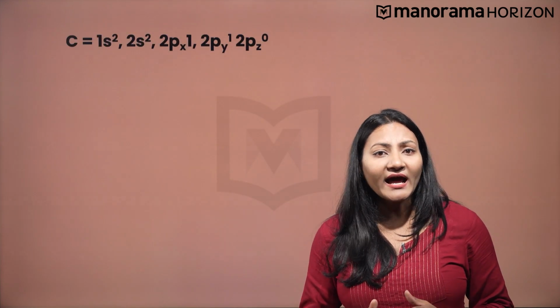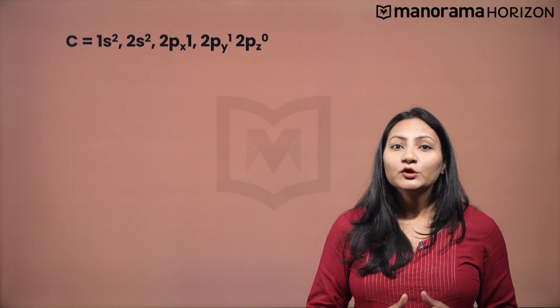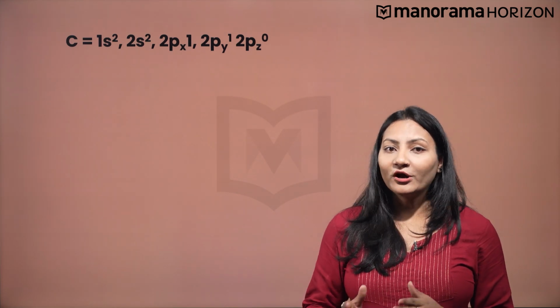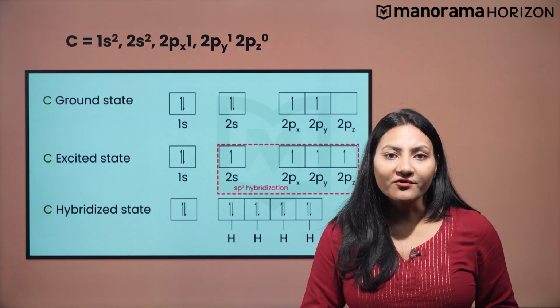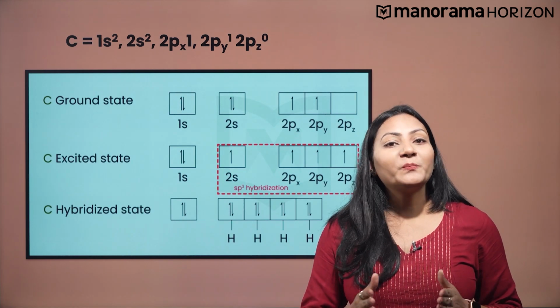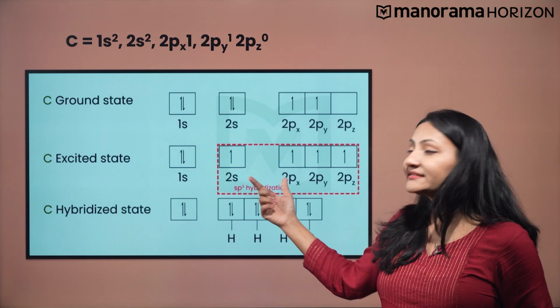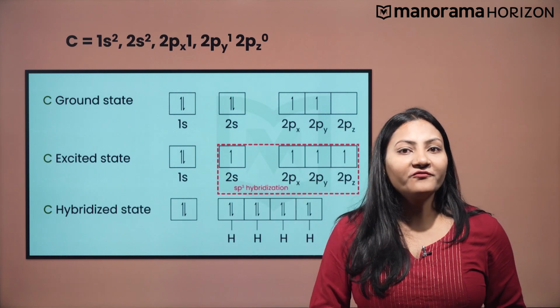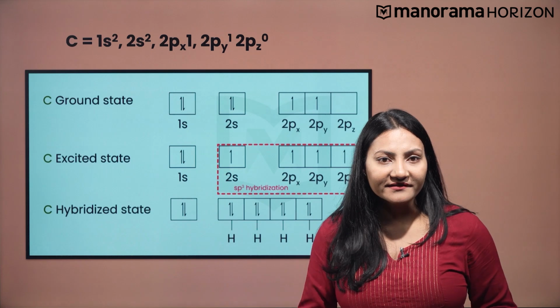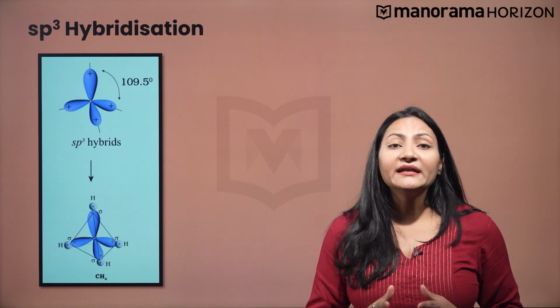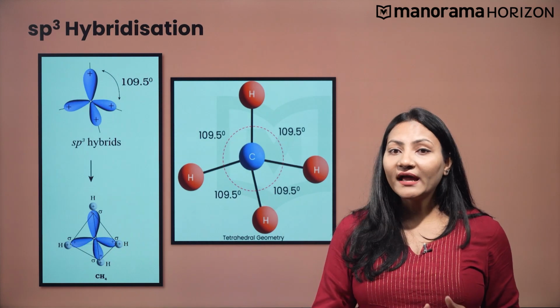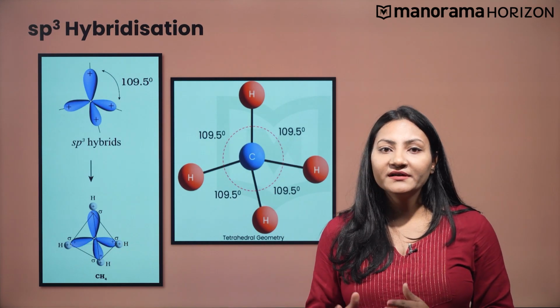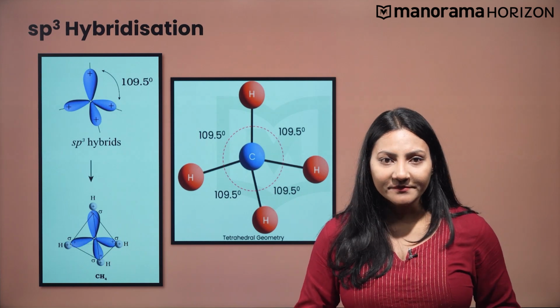Here, the central atom is the carbon atom, having 2 unpaired electrons in p orbitals in the ground state. In the excited state, one of the 2s electrons is promoted to the p orbital. Thus, one 2s and three 2p orbitals form four sp3 hybrid orbitals. All sp3 hybrid orbitals form a sigma bond and are directed towards the four corners of the tetrahedron with a bond angle of 109.5 degrees, with a tetrahedral geometry.